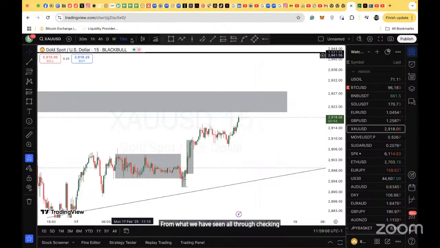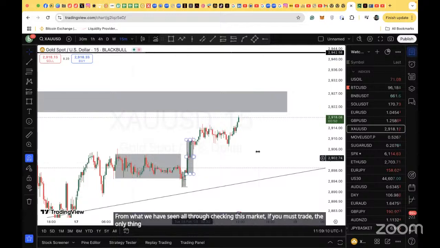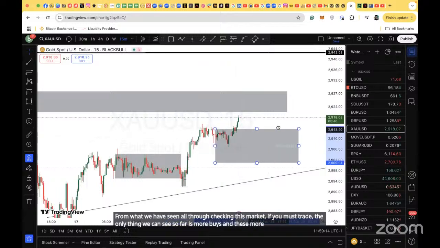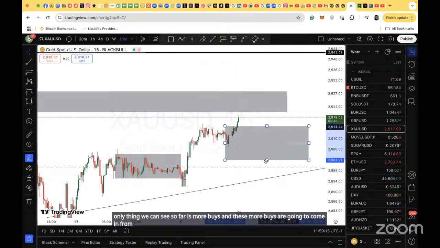So I think if you must trade, from what we are seeing all through checking this market, the only thing we can see so far is more buys, and these more buys are going to come in from this place based on what we see right now.